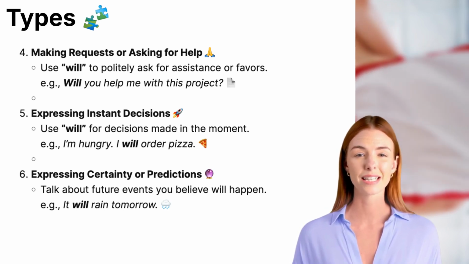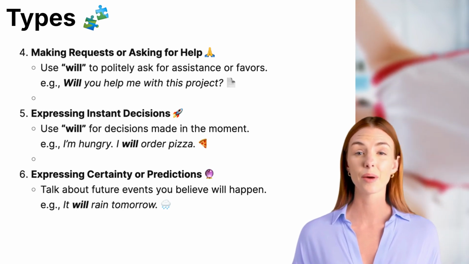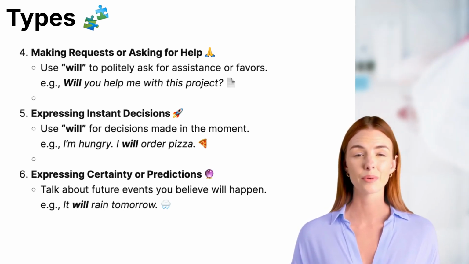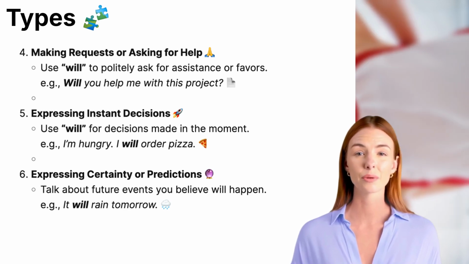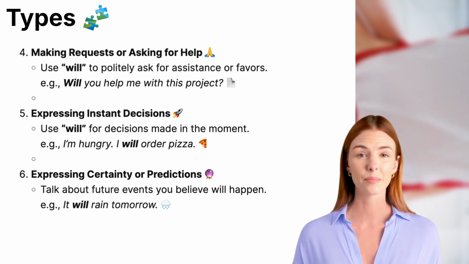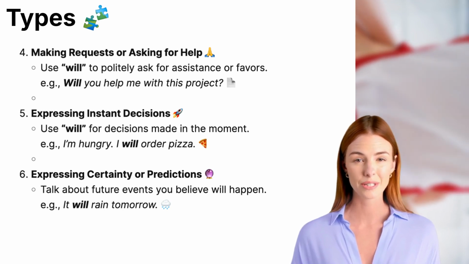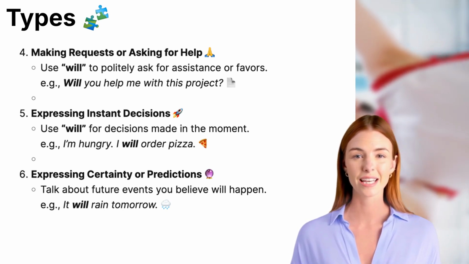5. Expressing instant decisions. Use will when making decisions at the moment of speaking. Example: I'm hungry. I will order pizza. This shows a spontaneous decision. More examples: The phone is ringing. I will answer it. It's cold outside. I will wear a jacket.